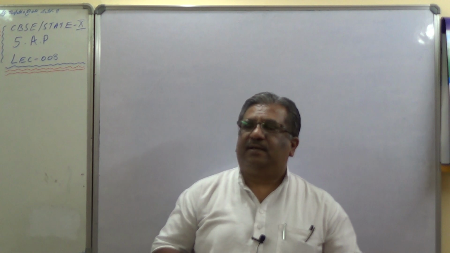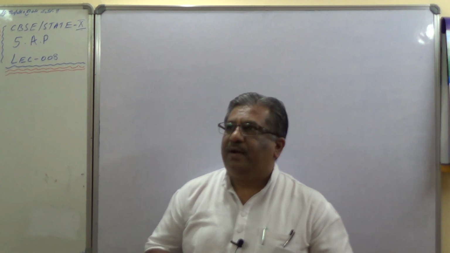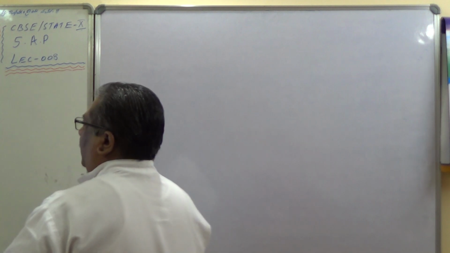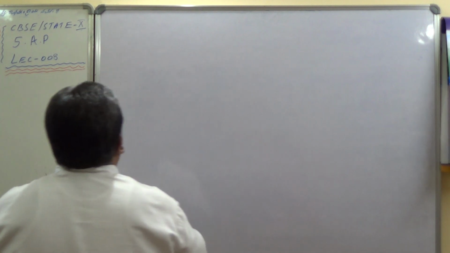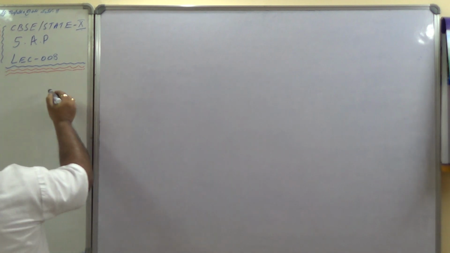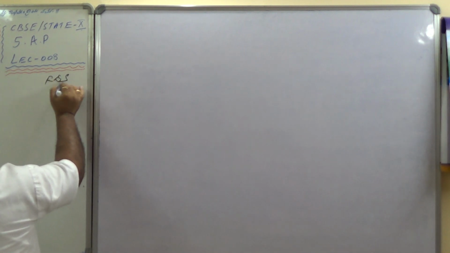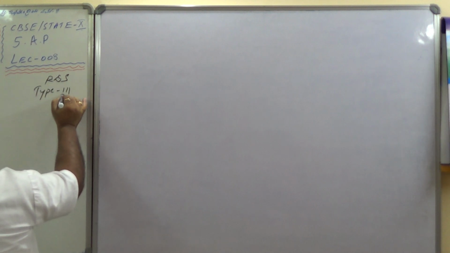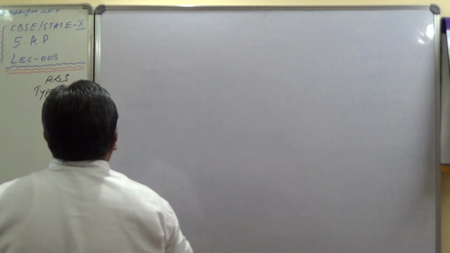Today we'll look at some numericals from RDS. First numerical, type 3, example 12. For reference, this is RDS and here we have type 3. Okay, this is for your reference.